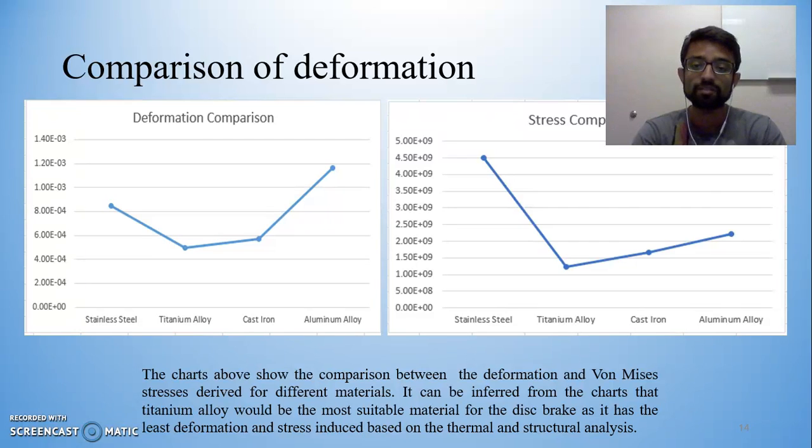This is a quick comparison of the deformation and stresses that are derived from my initial analysis. As you can see over here, the deformation is least for titanium alloy, followed by cast iron, followed by stainless steel, and it's the highest for aluminum alloy. And for the stresses, we see a slightly different trend. Again, it's the least for titanium alloy, followed by cast iron, aluminum, and it's the highest for stainless steel. So from the above comparison, it is inferred that titanium alloy would be the suitable material for manufacturing these disc brakes, as it has the least deformation and stress induced based on the thermal and structural analysis.